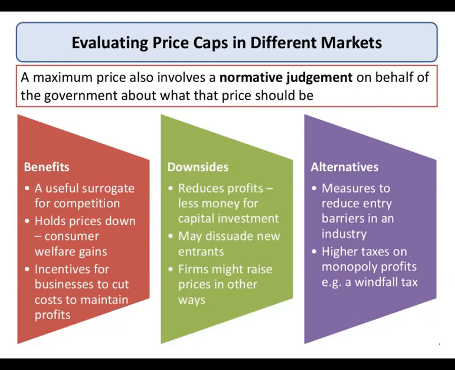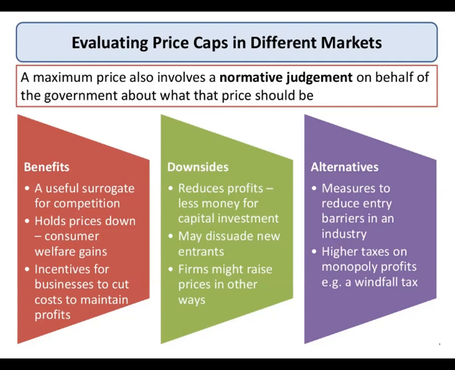A useful surrogate, the benefits are, it's a useful surrogate for competition. It holds prices down, so therefore consumer welfare gains. So very much the consumer benefits from this. It stops that excessive rising, firms gaining monopoly power, firms exploiting consumers through setting higher prices. It incentivizes businesses to cut costs to maintain profits, and that in effect can fuel efficiencies. So if you know you have to sell your product at a cheaper price than what you would have done under the free market, you will look for creative ways to make sure that your business is as efficient as it possibly can be.